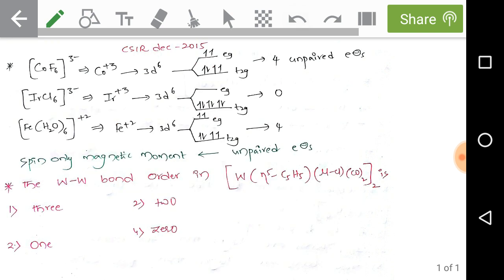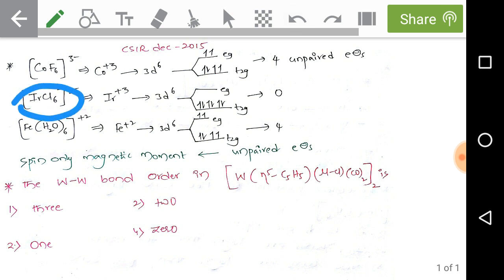First, we need to check the number of electrons in the complexes. In the cobalt complex, cobalt is in the +3 oxidation state, so it has d6 electrons, and we need to check the ligand coordination to cobalt. Here we have fluorine, which is a weak field ligand, so the 6 electrons are filled across t2g and eg. That's why we have 4 unpaired electrons.